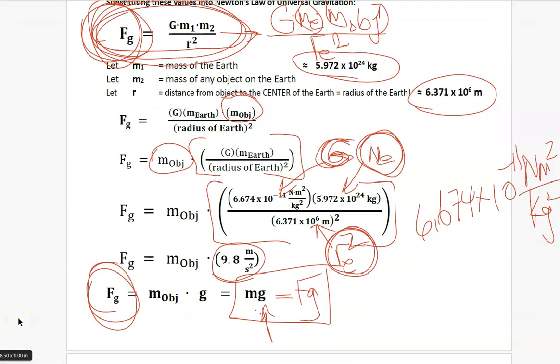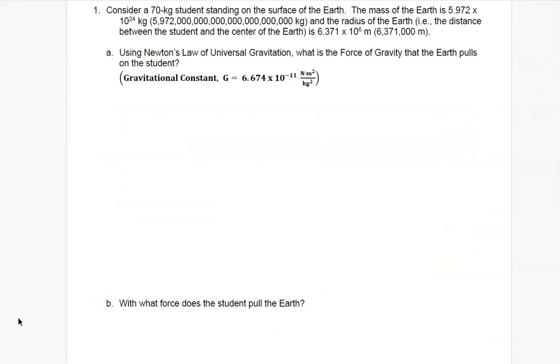So let's look at some universal gravitational force problems. Number 1, consider a 70 kilogram student standing on the surface of the Earth. The mass of the Earth is 5.972 times 10 to the 24 kilograms. There it is written in floating point decimal. And the radius of the Earth, that is the distance between the student and the center of the Earth, is 6.371 times 10 to the 6 meters. That's about 6.3 million meters.